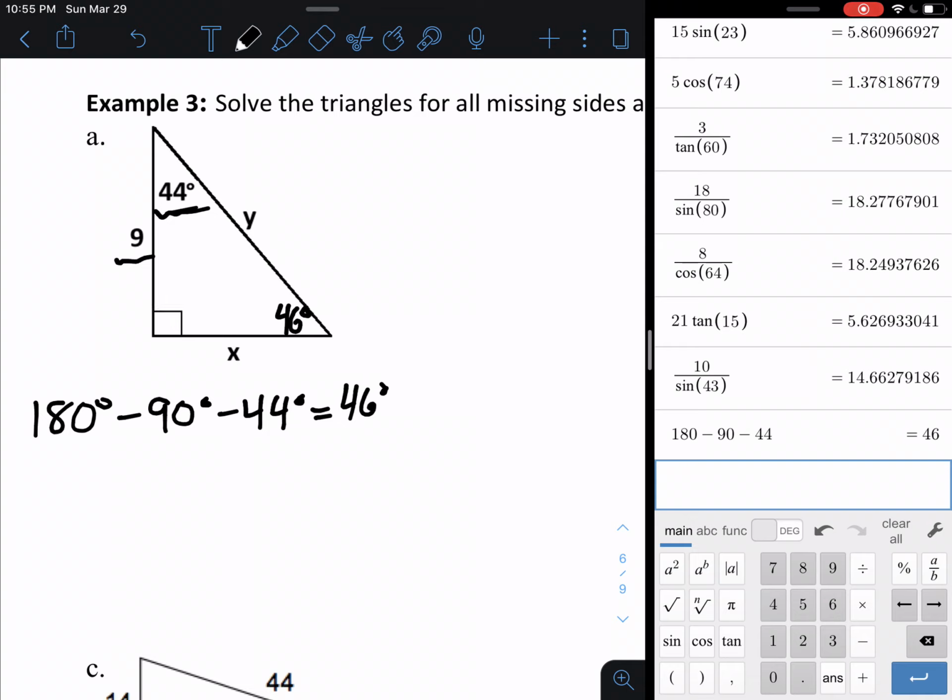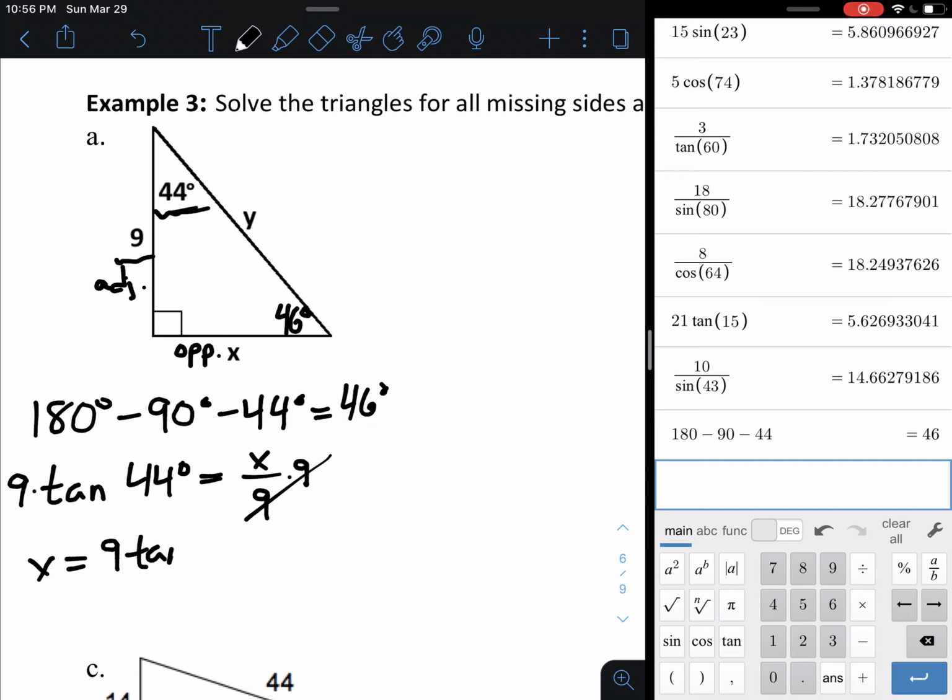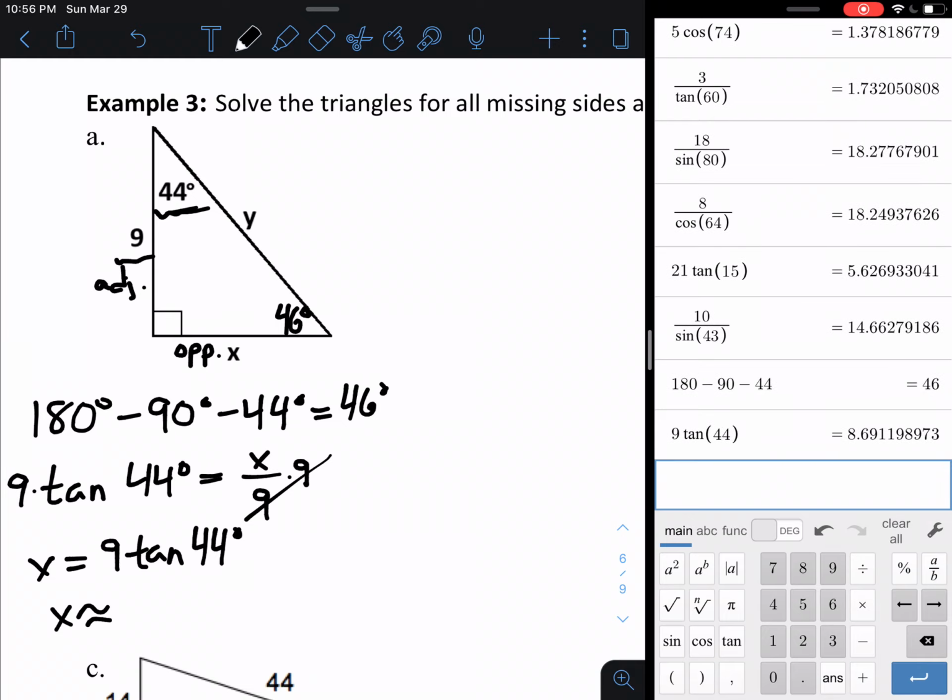So let's solve for x first. X would be considered the opposite side, whereas 9 would be considered the adjacent side. So going back to what we would have done for example 2 earlier, let's set up a trig ratio. So opposite and adjacent, that would tell us to use tangent. So we would say tangent of 44 degrees is equal to opposite of x over adjacent, which is 9. And then to solve that, we're going to multiply each side by 9. So then x would be equal to 9 multiplied by the tangent of 44 degrees. And so x would be approximately, let's see, 9 tangent of 44 is 8.69.